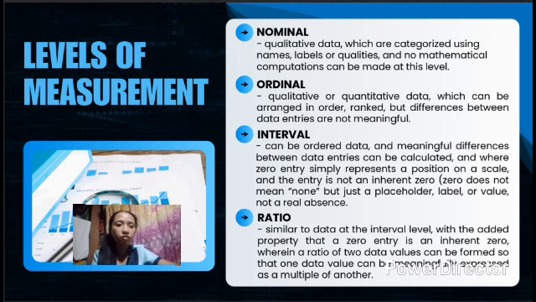Next is the ratio. The ratio is similar to data at the interval level, with the added property that a zero entry is an inherent zero, wherein a ratio of two data values can be formed so that one data value can be meaningfully expressed as a multiple of another.